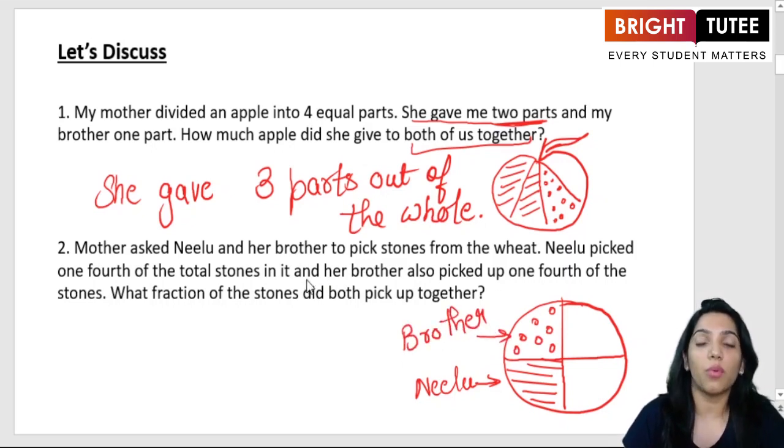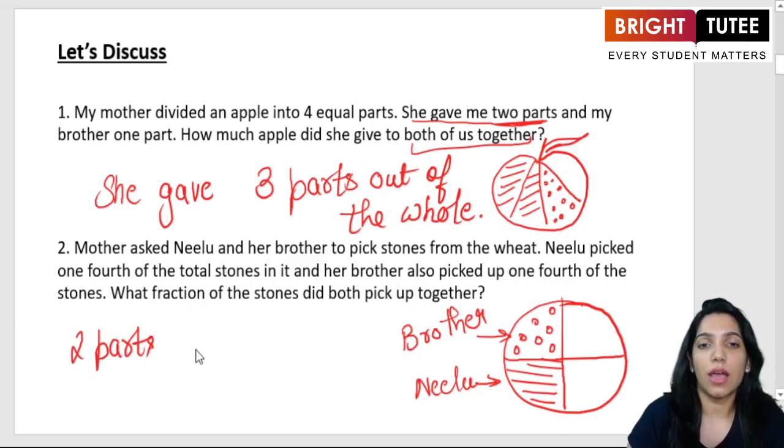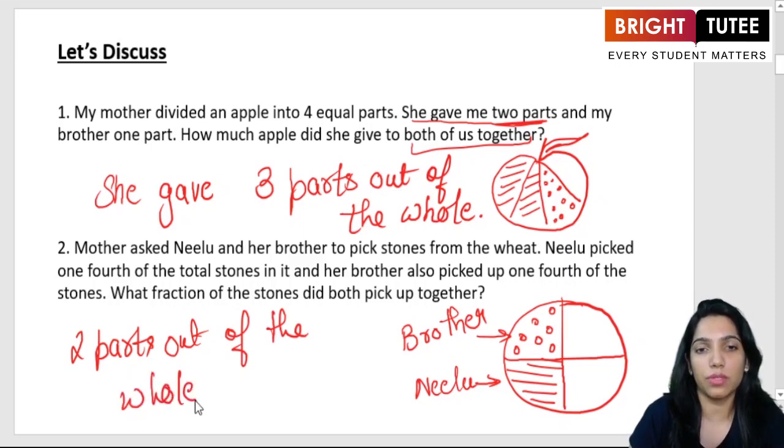Now what do we need to find? What fraction of stones did both of them pick up together? So look at this particular image. How many parts do you see shaded out of the 4? We see 2 parts shaded. Is that right? So we can write 2 parts out of the whole. And what is the whole here? The whole is the number of stones in the wheat. Now moving on to the next one.